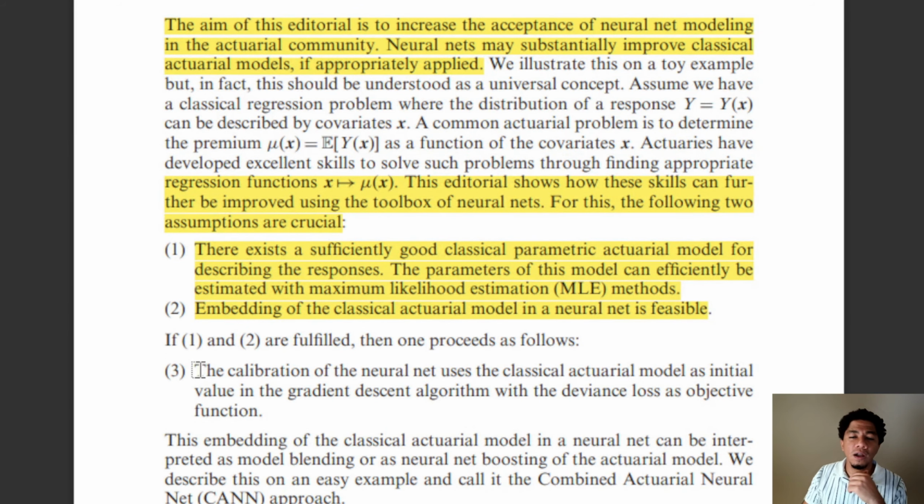Then they say, okay, so once these two assumptions are met, the calibration of the neural net uses the classical actuarial model as initial value in the gradient descent algorithm with the deviance loss as objective function. This embedding of the classical actuarial model in the neural net can be interpreted as model blending or as neural net boosting of the actuarial model, right? You're combining both models. It's model blending. You have, for example, a GLM and you have the neural net, and you're combining it. But it can also be interpreted as boosting.